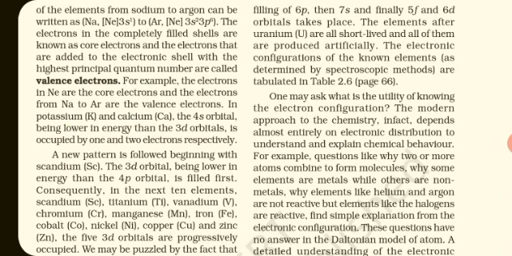The electrons in the completely filled shells are known as core electrons, and the electrons that are added to the electronic shell with the highest principal quantum number are called valence electrons. You can see this in the left hand side paragraph. For example, the electrons in neon are the core electrons, and the electrons from sodium to argon are valence electrons. In potassium, K, and calcium, Ca, the 4s orbital, being lower in energy than the 3d orbital, is occupied by 1 and 2 electrons respectively.